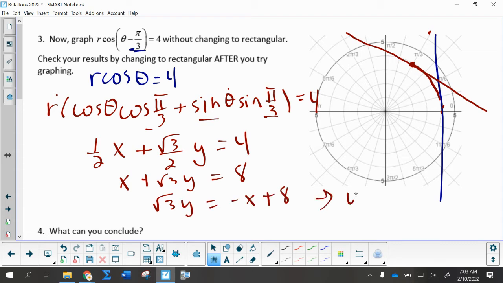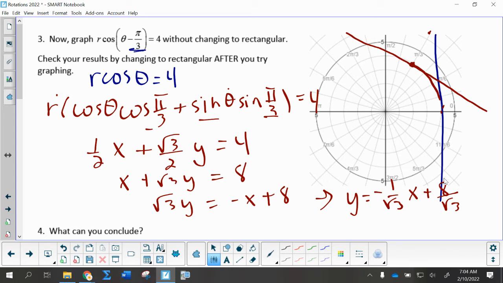So this becomes y equals negative 1 over root 3 x plus 8 over root 3. Think about 8 over root 3 as being a little bit less than 2. So when I divide 8 by a little bit less than 2, I should get something bigger than 4. So that looks not too bad there. And my slope is negative. It's a falling slope.